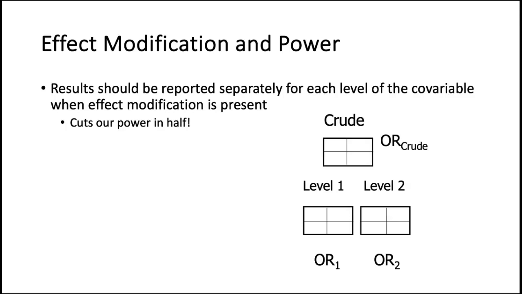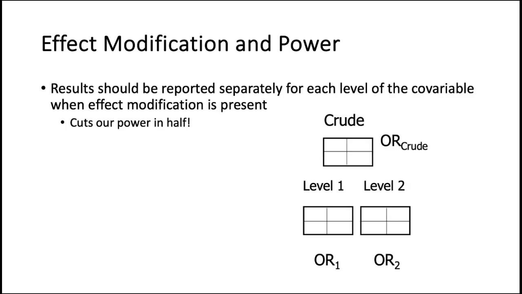Something important to consider when you have effect modification is that we are reporting results separately for levels of the strata of that third variable. So remember, our crude analysis is basically everybody in our study. We're looking at the relationship between our independent and dependent variable. We've got everybody in that study. Let's say that there's 100 people in our sample. Our crude analysis would include 100 people.